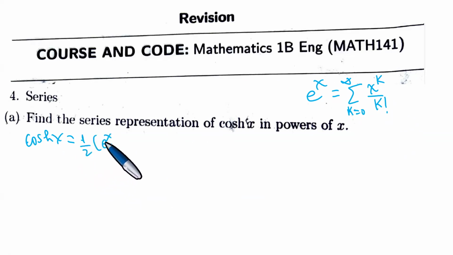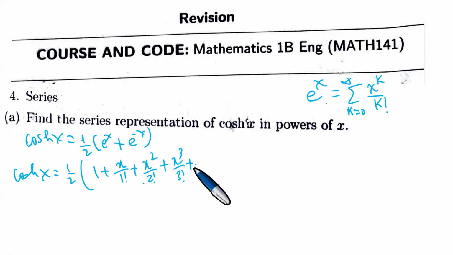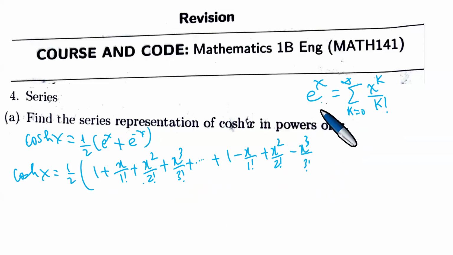So e to the power x minus e to the minus x. What is e to the power x? It's exactly x over 1 factorial, x squared over 2 factorial, but we must start from 0. For the cosh, it's plus there. You start from 0, it becomes 1, x over 1 factorial, x squared over 2 factorial, x cubed over 3 factorial, and so on. And then we have 1 minus x over 1 factorial, x squared over 2 factorial, x cubed over 3 factorial. When you do e to the x, then you do e to the minus x, because it's e to the minus x for the cosh.